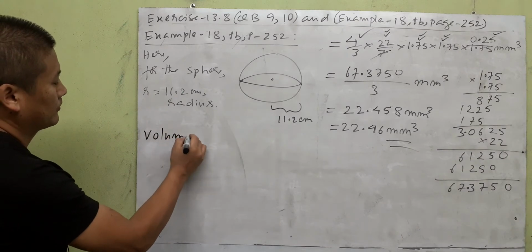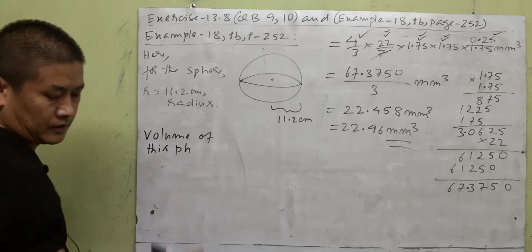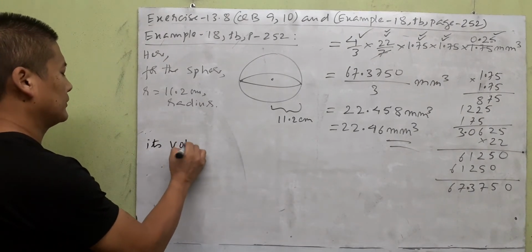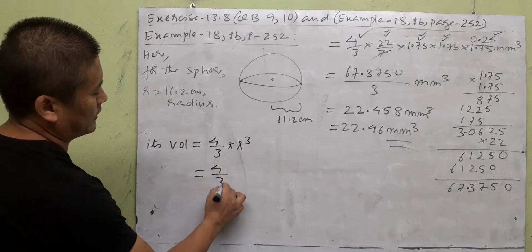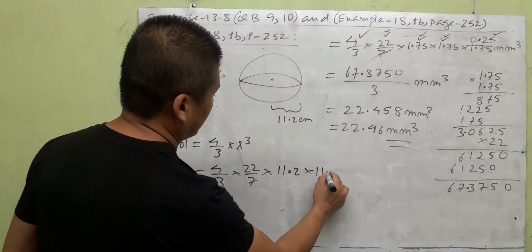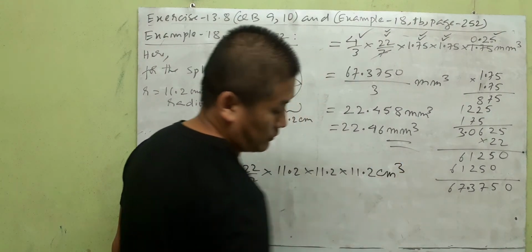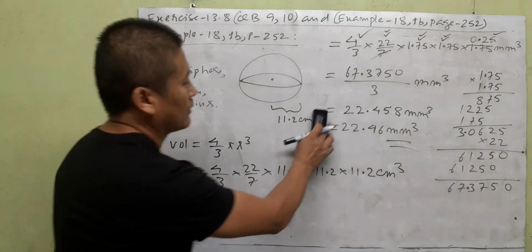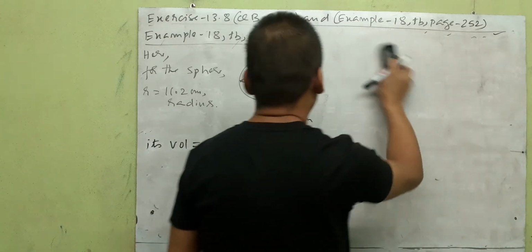So the volume of this sphere, in simple terms its volume, that's what they're asking: 4 by 3 pi r cube. So 4 by 3 into 22 by 7 into r, here 11.2, into 11.2, into 11.2. Volume is 3-dimensional, so centimeter cube. We're very comfortable by now, so we're just doing it a little bit faster. Now it's just a matter of carefully doing it with a little bit of patience.